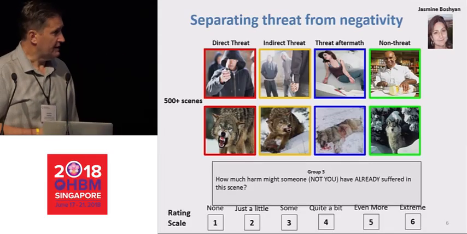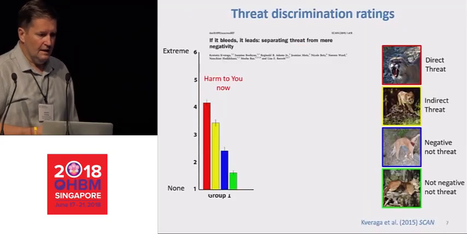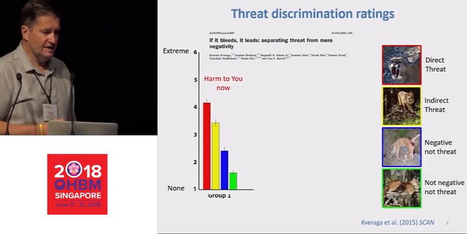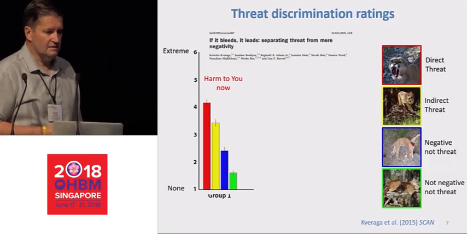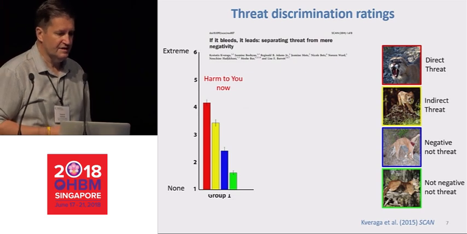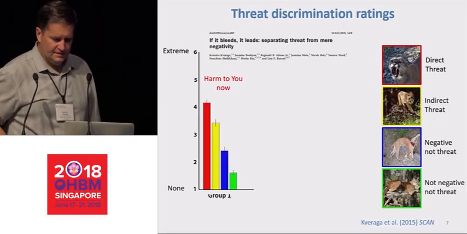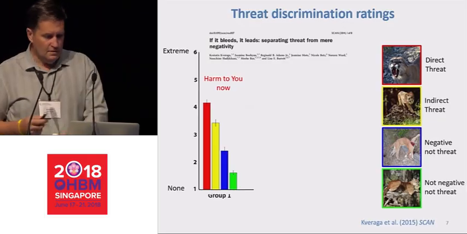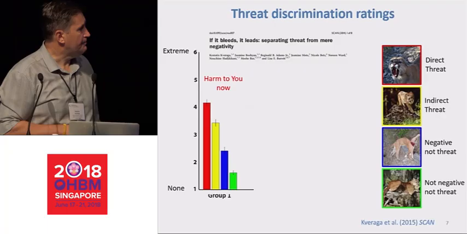So what did we get? The first group responded with highly distinct ratings for each of the scenes that went from the highest to lowest for direct threat, to indirect threat, to negative, and to neutral scenes.